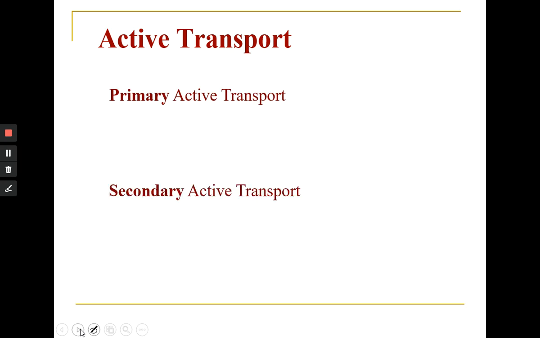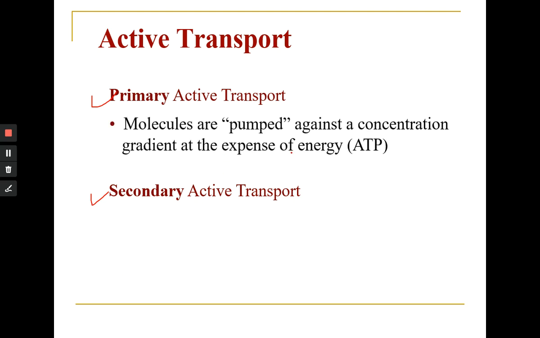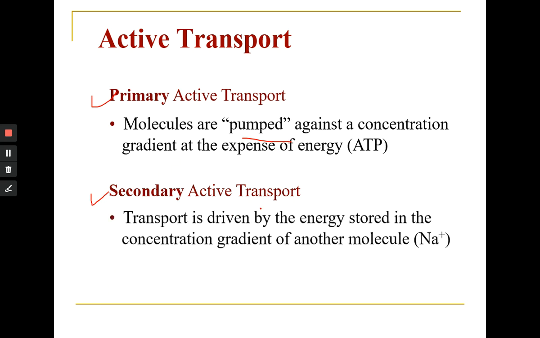There are two kinds of active transport. One is called primary active transport; they use energy ATP directly. Or secondary active transport, they use energy indirectly. Primary active transport includes pumps: the sodium potassium pump, the calcium pump, the hydrogen pump in the stomach, which secretes hydrogen. The secondary transport is driven by energy stored in the concentration gradient.